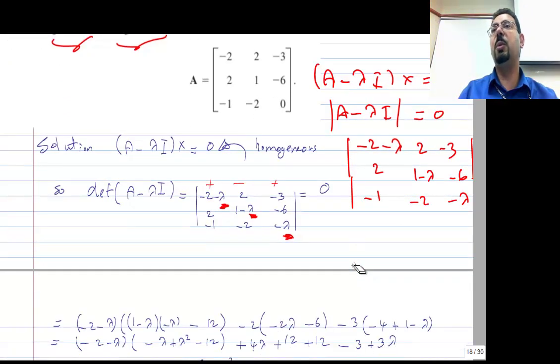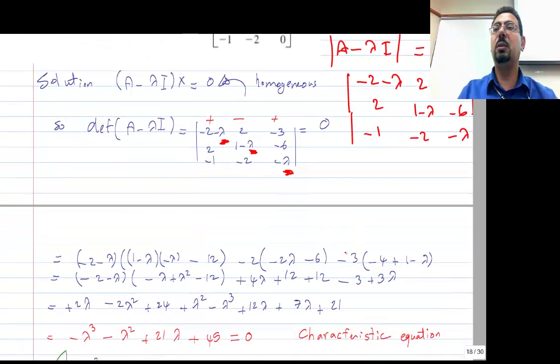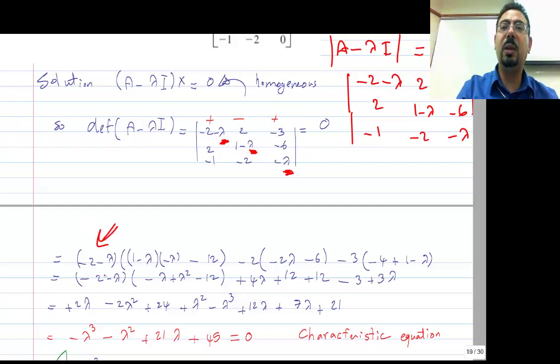And let's open it 3 by 3. Alright? So the fun starts when you actually open this guy. So he's opening it from this and this and this. So you can see the minus 2 minus lambda, and here is this minus 2 over here, and here is the minus 3 over here.